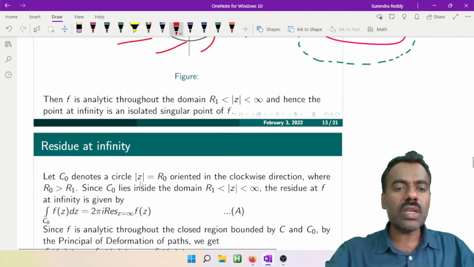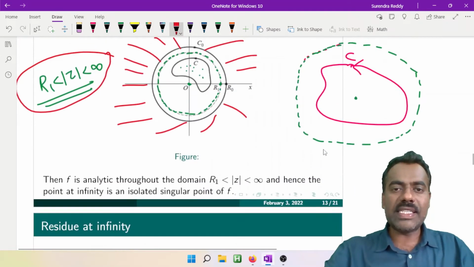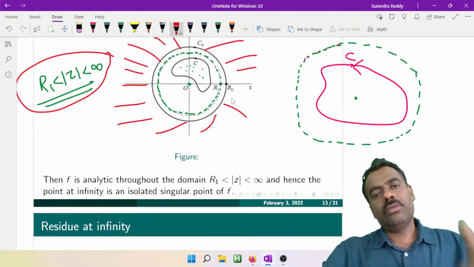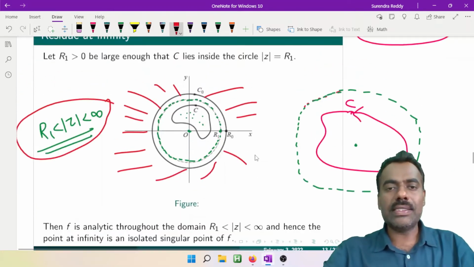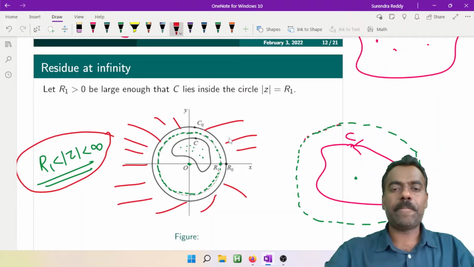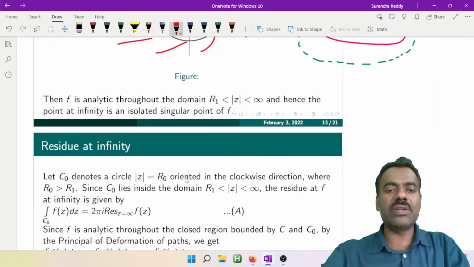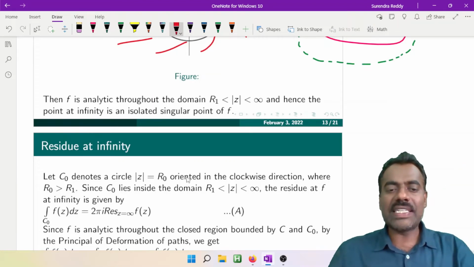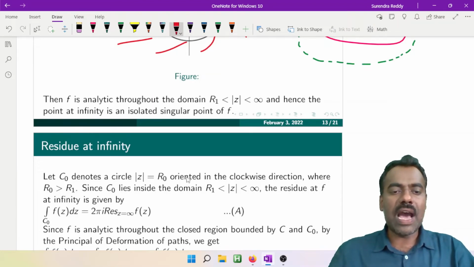Now take C naught. Consider this C naught, which is in a clockwise direction, and whose radius is R naught, which is bigger than R1. So let C naught denote this circle mod z equal to R naught, oriented in the clockwise direction, which is bigger than R1.